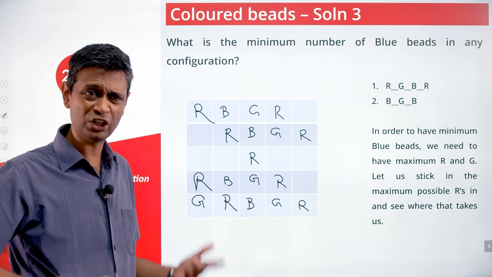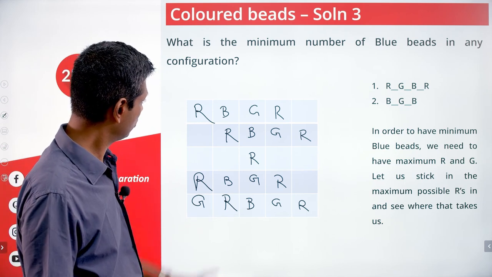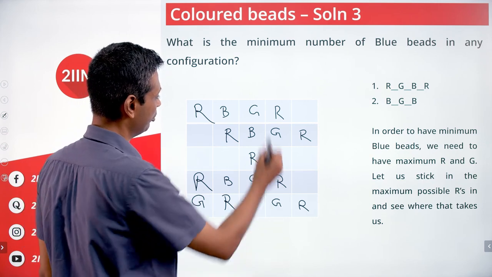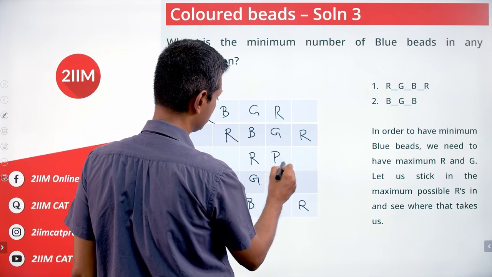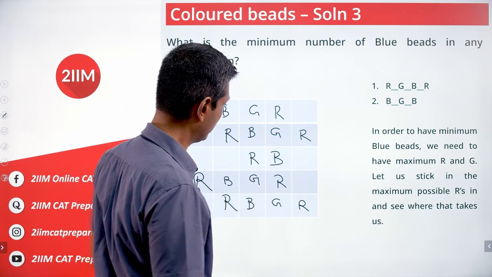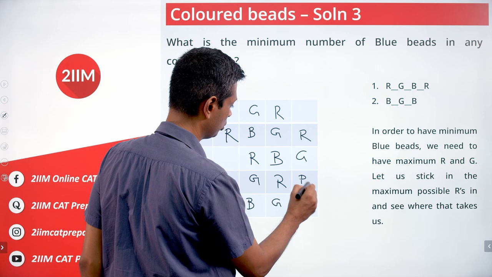I want to have as many greens as possible. So we put blue, green, blue, green, blue, green, blue, green. All of that we have accommodated. Between these two reds, there should be a blue and a green. This has to be green, this has to be blue.